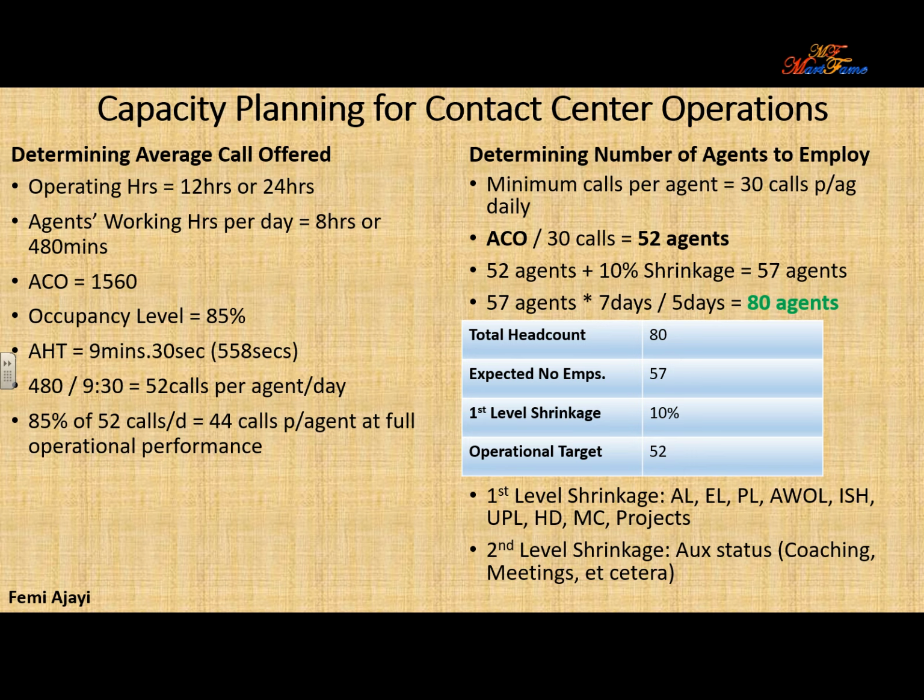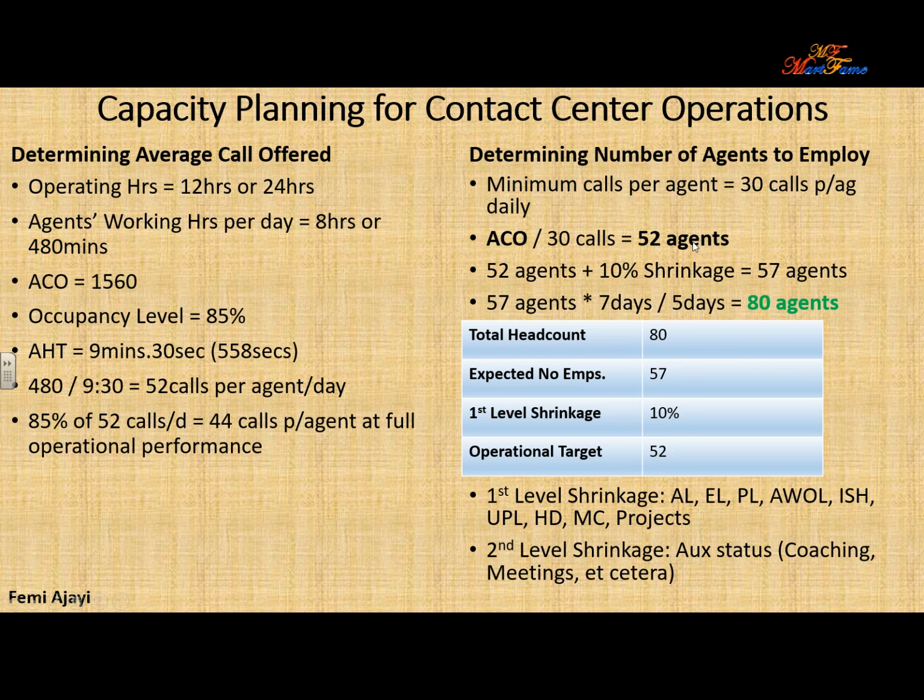So let's divide 1,560 calls, which is the average call offered, by 30 calls per agent. That will give you the number of agents that you will need to handle the contact volume, the number of calls that you're receiving in a day. So we've got 52 agents here.